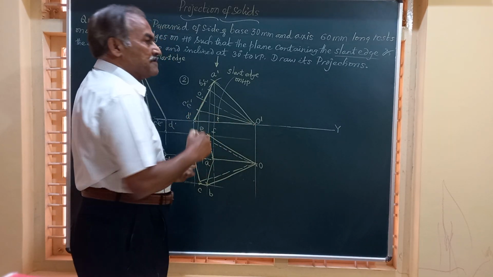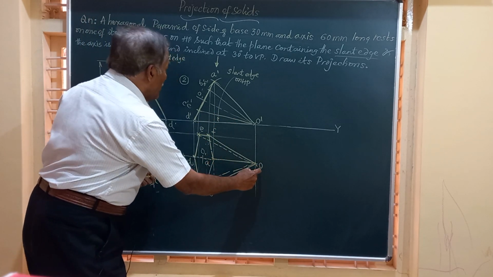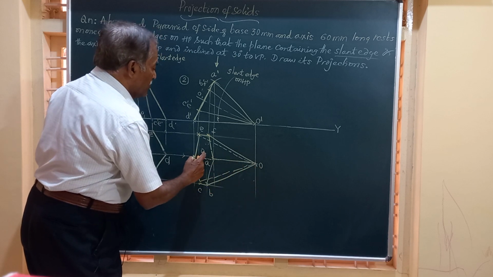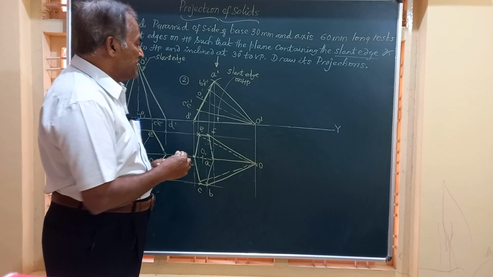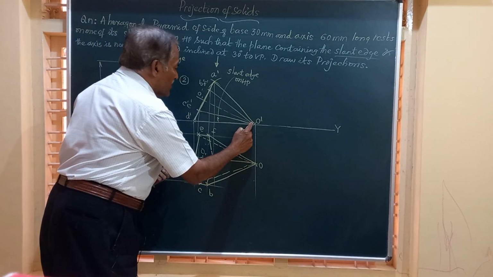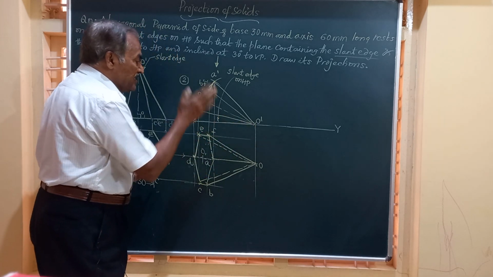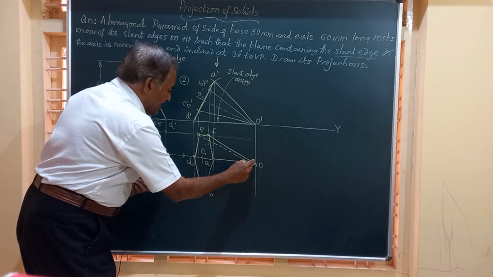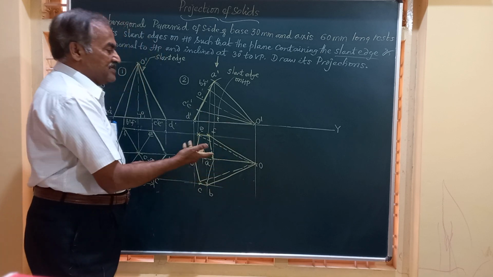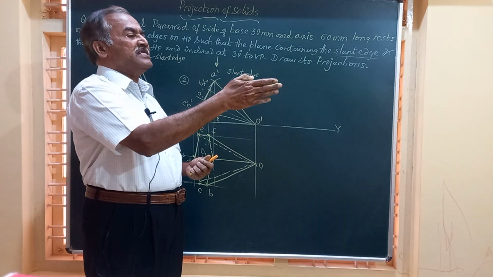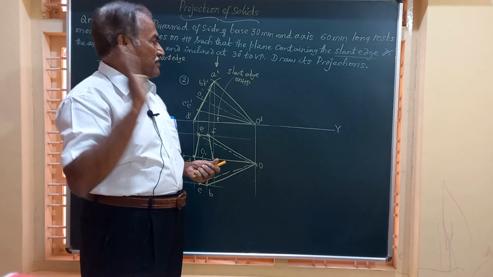This is a plane, and that plane is seen as O, D, O1 as a horizontal line in the top view. I will repeat, the plane containing the axis O dash, O1 dash and the slant edge on which it is resting is seen in the top view as a line, that is O, D, O1. So, whenever that is seen as a line in the top view, it means that plane is perpendicular to HP.